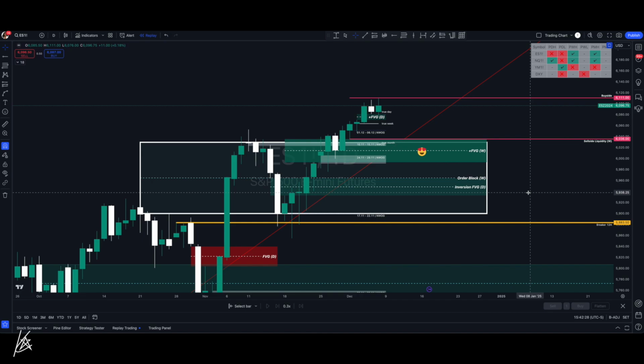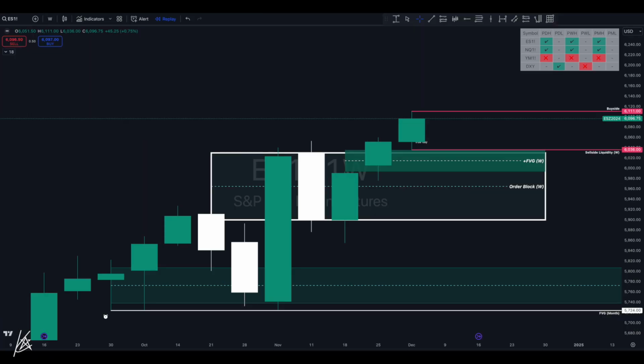Okay. I draw the bodies, not the wicks. So you'll notice when we go back to the weekly, I'm drawing the body. I literally will take the bodies of those two candles. That is my order block. I don't use the wicks. You can do the wicks if you want. You're going to want to try this stuff out and just see what you like the best. But I use the bodies because, again, Michael always says the bodies tell the stories, the wicks do the damage.